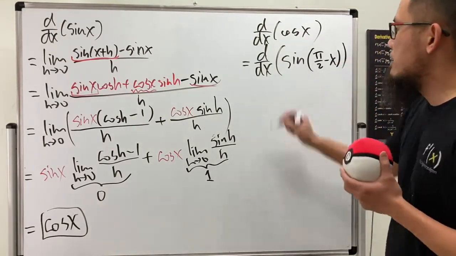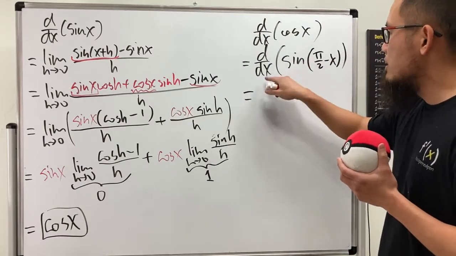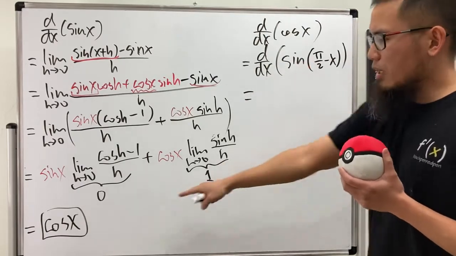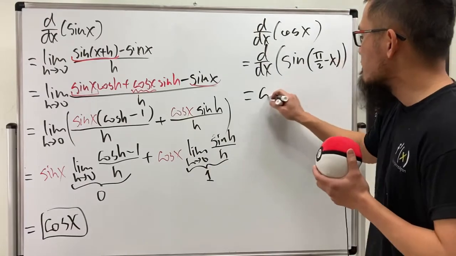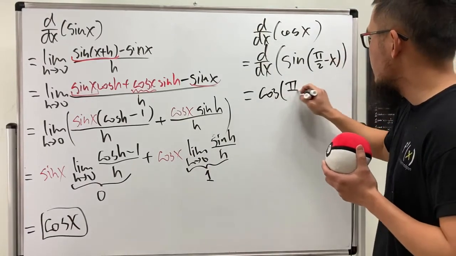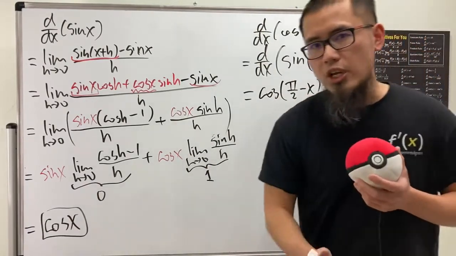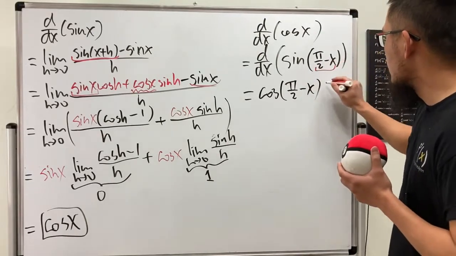So please use radians. Now, the reason we can do that is because right here we can differentiate sine, because we know the answer from there already. So this right here becomes cosine, and then the input stays the same. And now use the chain rule, so multiply by the derivative inside, which is going to give us negative 1.